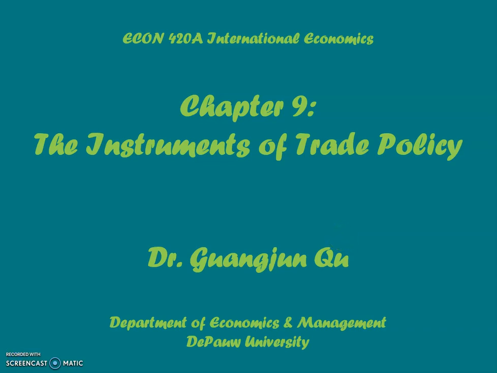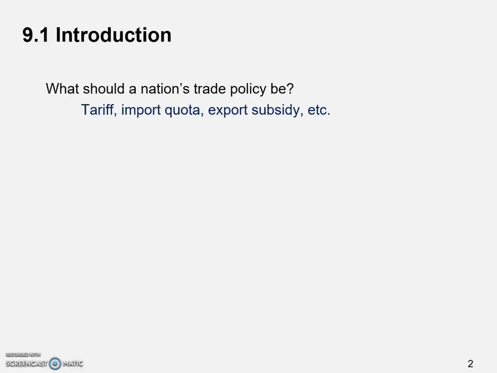Here in this video, we're going to start talking about Chapter 9, the instruments of trade policy. In the previous chapters, we discussed a variety of trade models and theories. We learned that trade in general is a good thing, right? The countries involved should be able to benefit from trade as a whole. However, trade does create winners and losers.